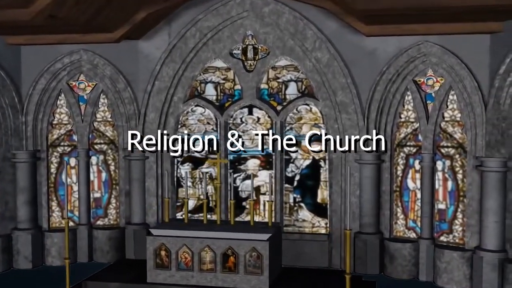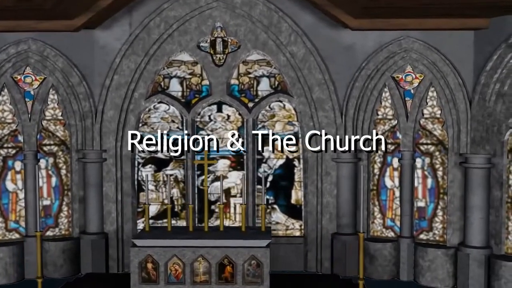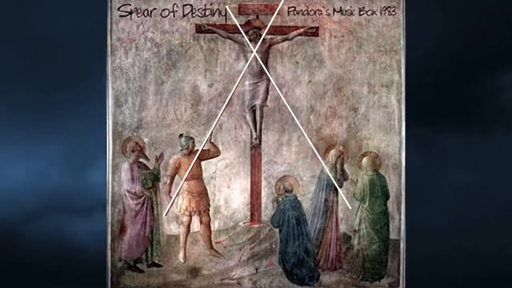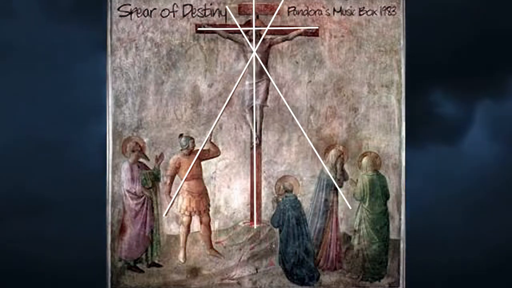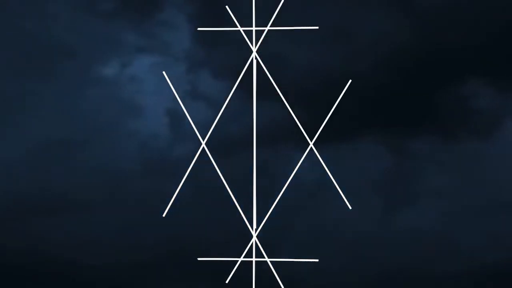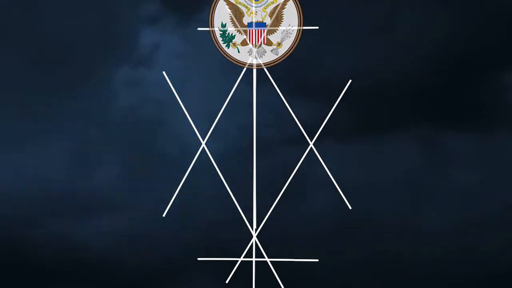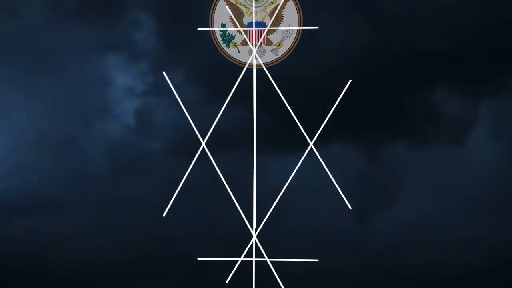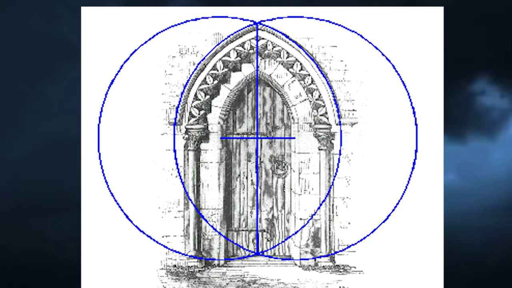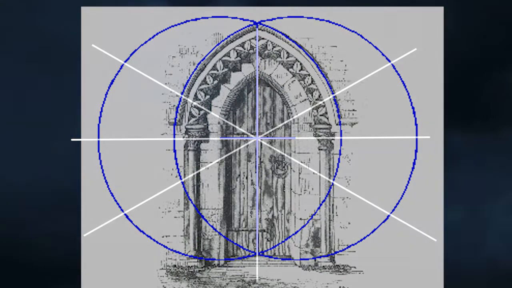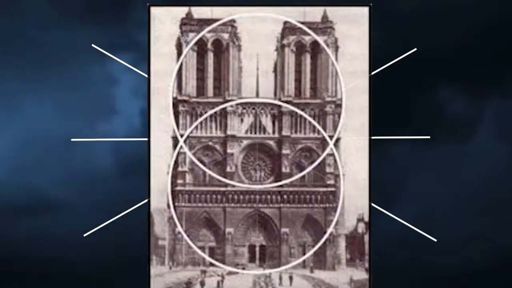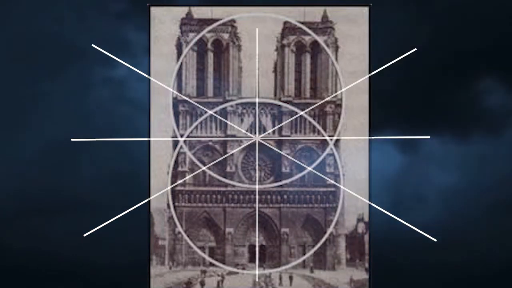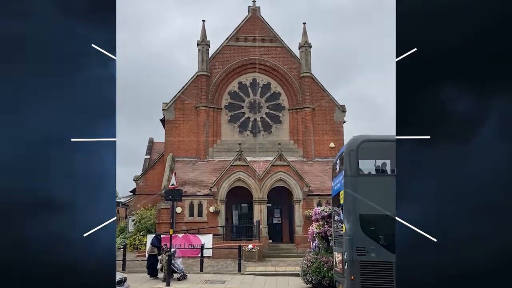And on to religion and the church. And Jesus with the spear going through him, if we match up the lines we see a pattern, which again shows an eagle represented on the American flag. A church door showing the Vesica Pisces shape. And onto a local church, and we can see the pattern again.